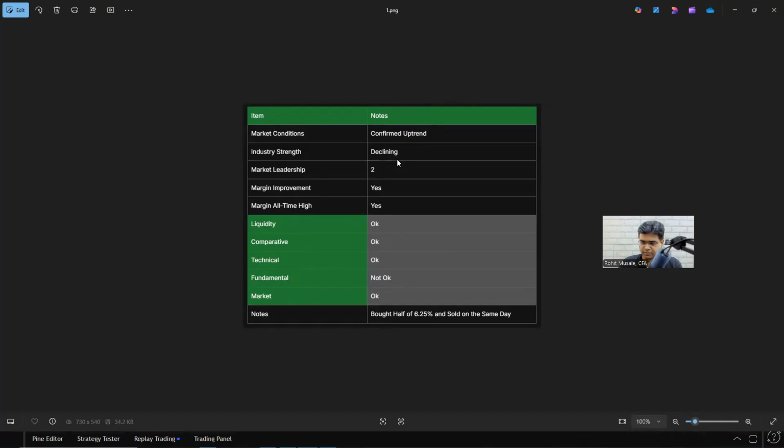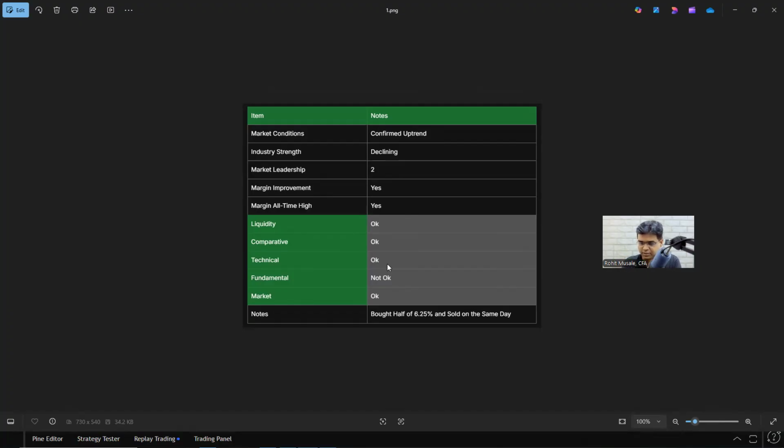So which means in comparatives, the price strength was in my favor, the buyer demand was in my favor, probably the industry rank was in my favor, but the improvement in industry rank was not in my favor, and the industry leadership was in my favor. Okay. So liquidity was fine, comparative analysis was okay, technical analysis, as you can see from the chart, it's okay, no problem. Only thing is that it has not closed in the green zone.